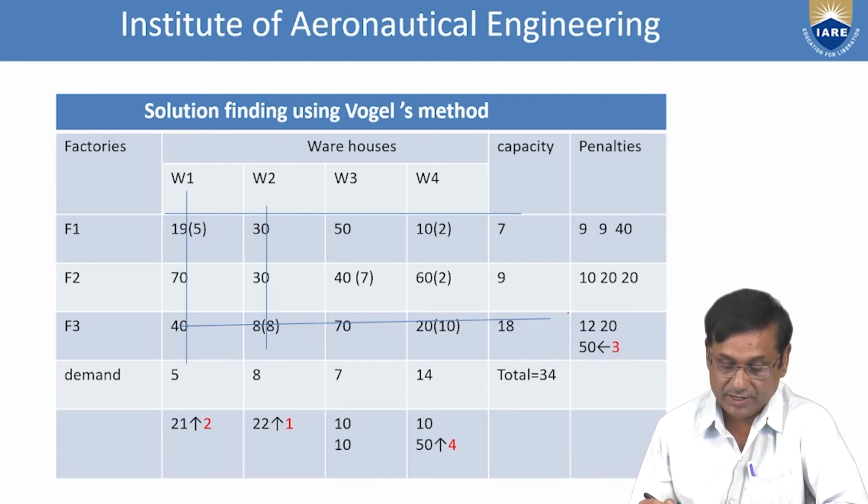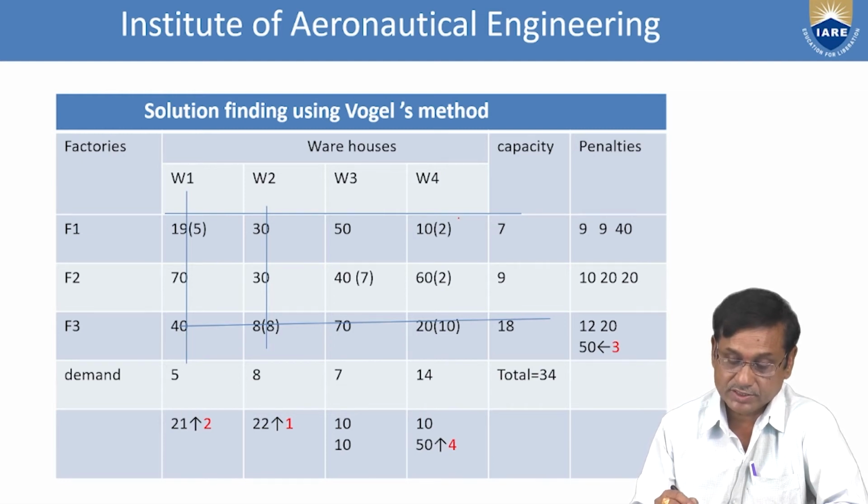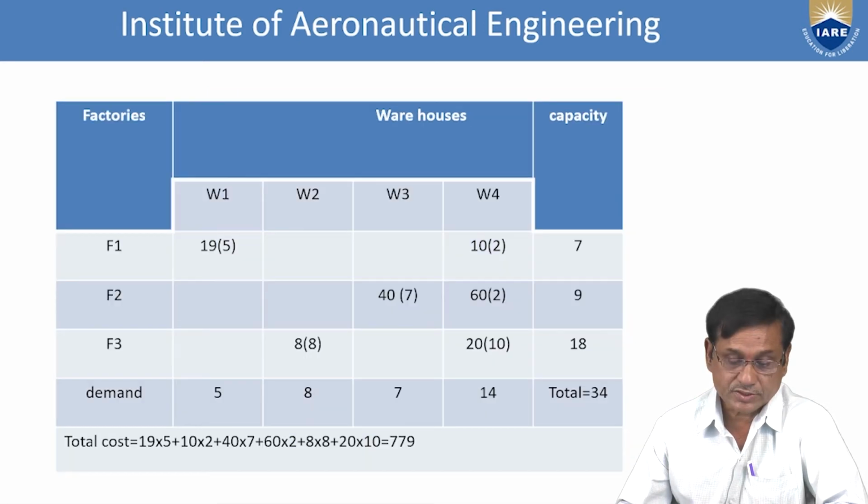Now, again find out the penalties. The penalties from the row side is 10 and 50. So, the highest penalty is for 50, the lowest element is 10. So, you can assign 2 units and the remaining cell is 60. So, assign 2 units. So, finally, enter all the allocations in a next table.